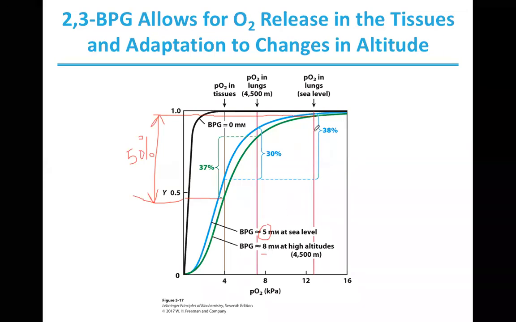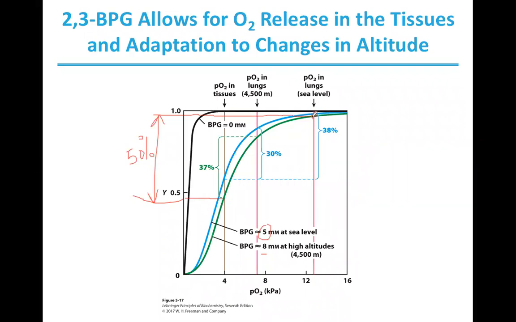Regarding atmospheric pressure, you can see the difference here is not much, right? The difference is right there. So whether you have 5 or 8 millimolar BPG, the saturation of hemoglobin by oxygen at sea level will be almost identical. But in the tissue, it will be significantly different, which will allow you a better transport of oxygen into the tissue.